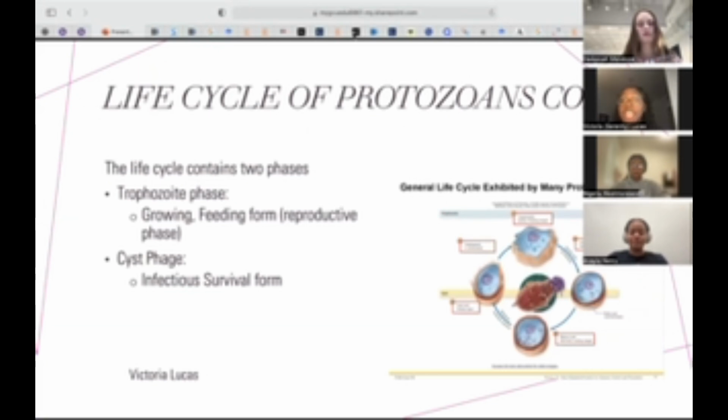Now that we have discussed the characteristics of protozoans, we are going to dive into the life cycle. The life cycle of protozoans includes two phases, the trophozoite phase and the cyst phase. The trophozoite phase is also known as the mobile trophozoite phase, because when protozoa are active, they are feeding, growing, and reproducing. The cyst phase is also known as the resting cyst phase, because when protozoa are dormant, they are resisting harsh conditions.